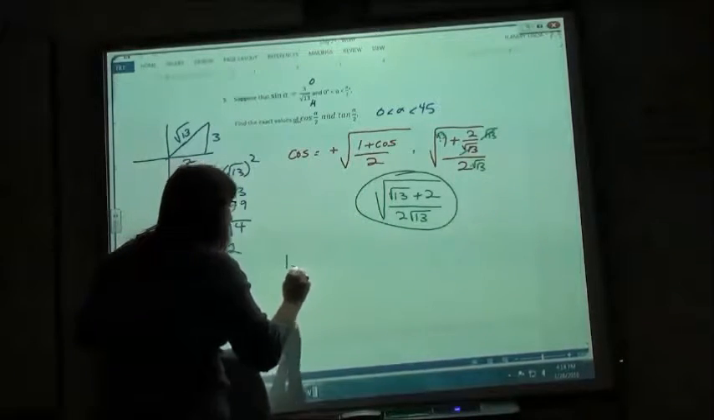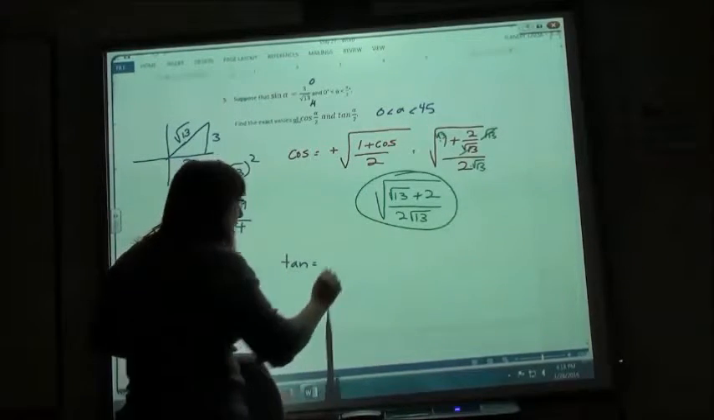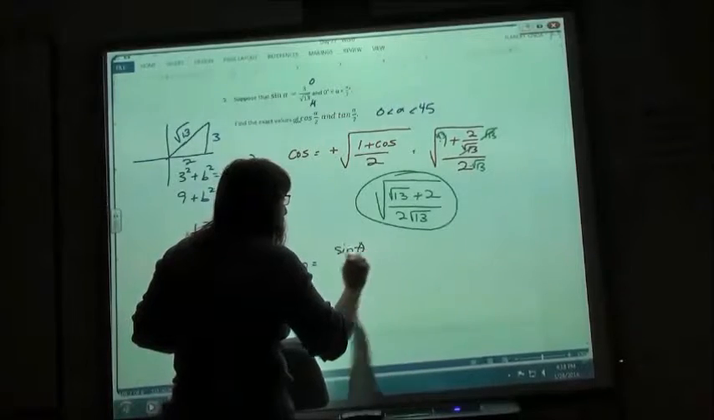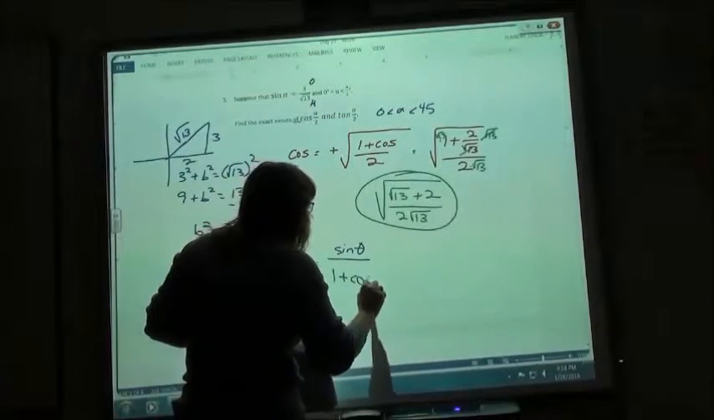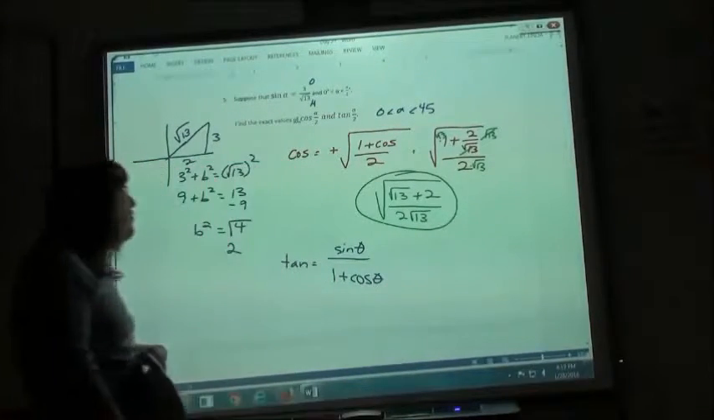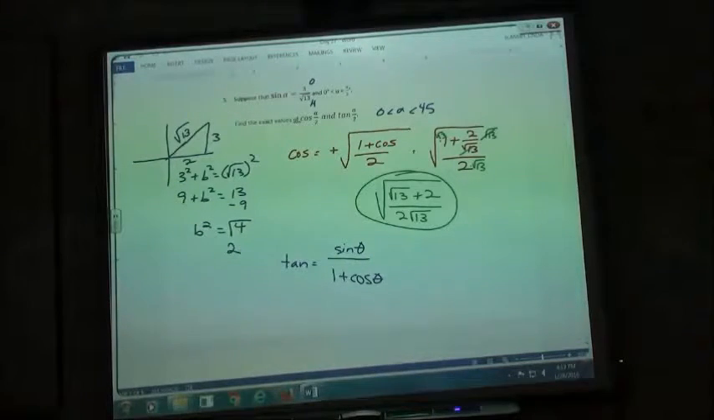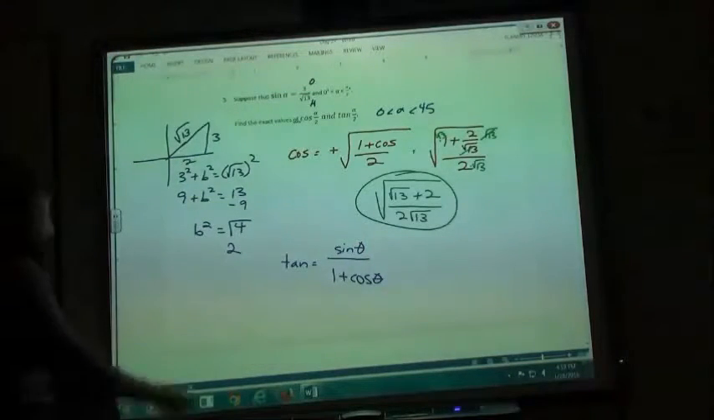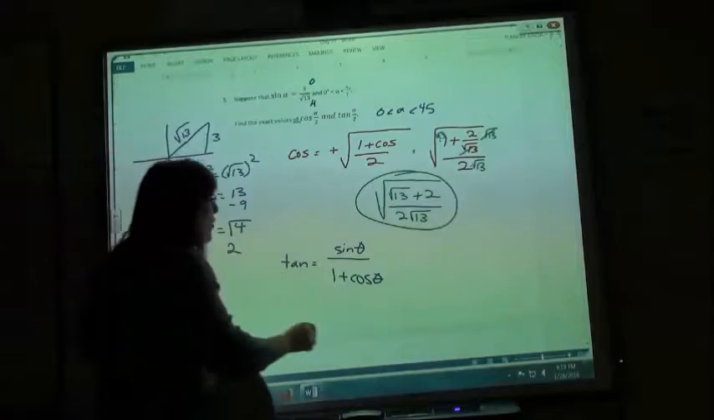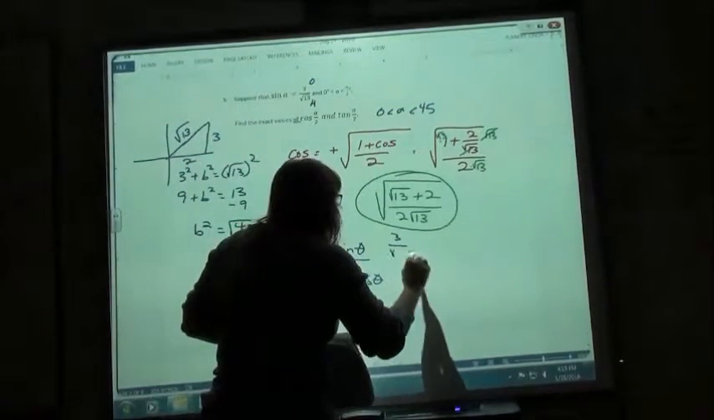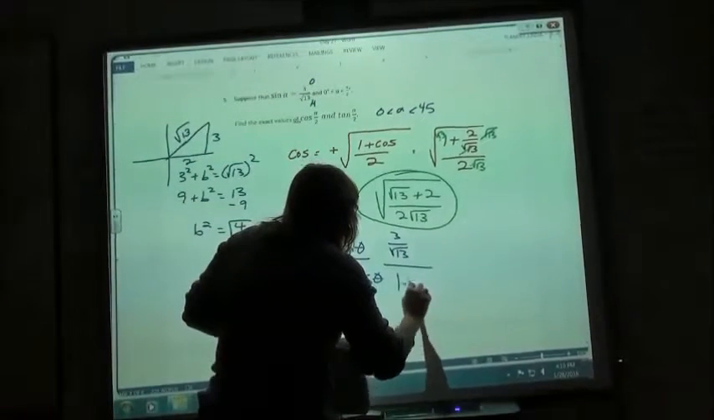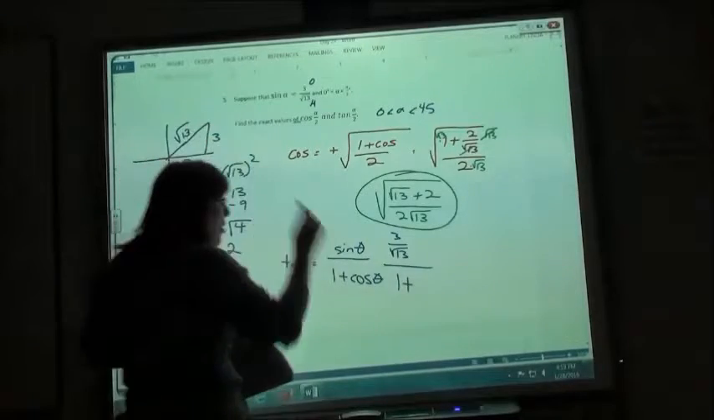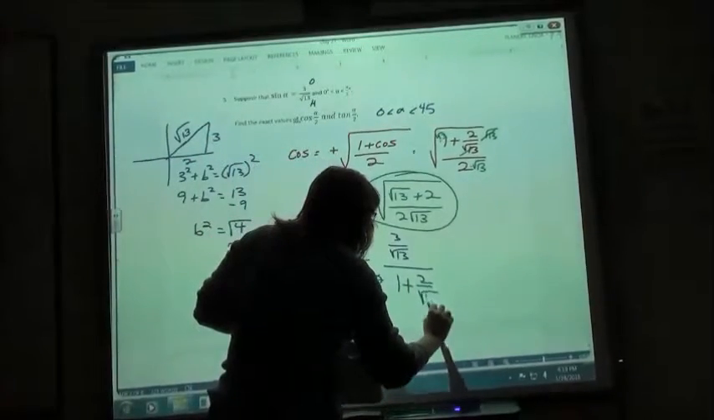Then I'm going to do my tangent. For the tangent, I like the sine of theta over 1 plus the cosine of theta. You can use a different one of the formulas if you want. That's just the one I like to use. So my sine would be 3 over the square root of 13. 1 plus my cosine is 2 over the square root of 13.